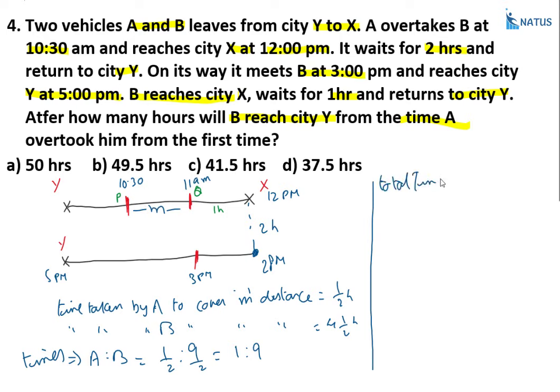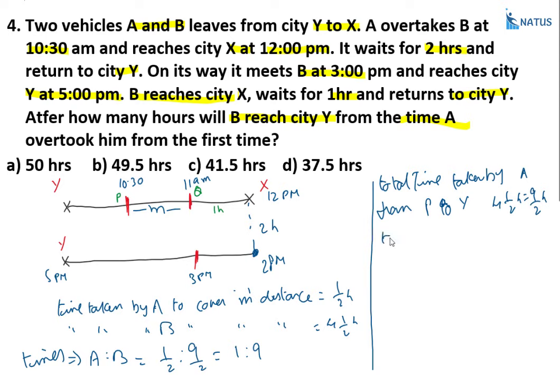Total time taken by A from P to Y. Don't take this 2 hours rest, okay? So that is equal to half an hour, 1.5 hours plus 3, that is equal to 4.5 hours, that is equal to 9 by 2 hours. And what is the ratio between A and B? That is 1 is to 9.